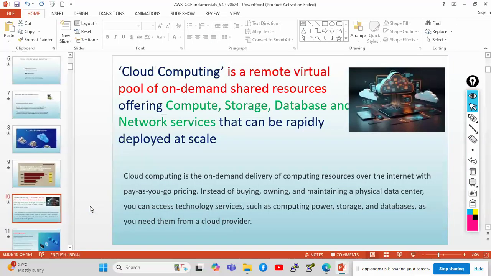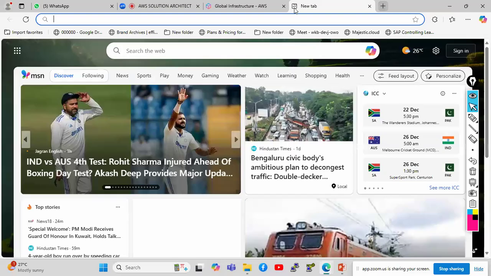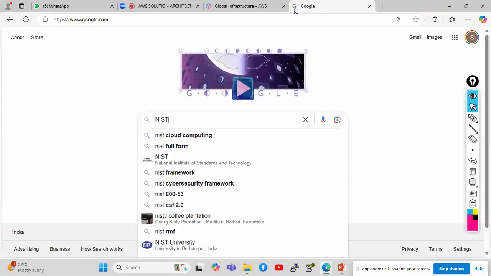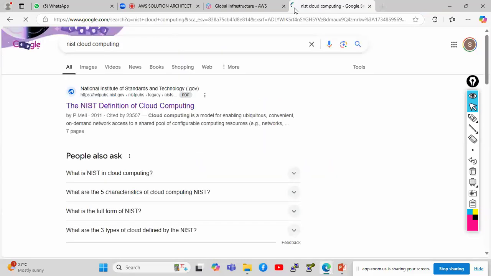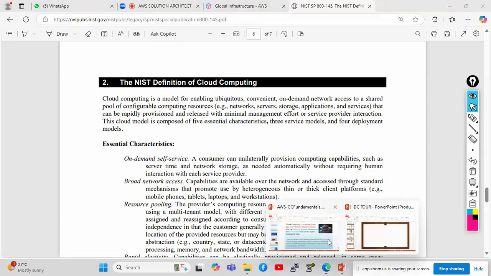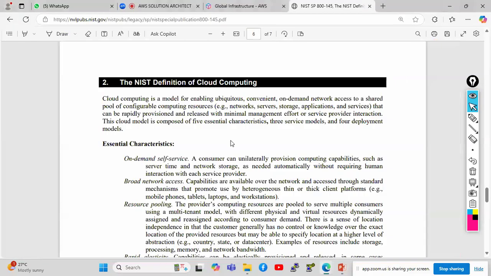Now I'll give the standard. There are different definitions for cloud computing. Let me take one definition, which is from NIST. NIST is the National Institute of Standards and Technology, a standards body like our ISI, that is globally accepted. So whenever somebody asks on the internet, this is the easy definition to tell: on-demand delivery of services, but this is more of a technical definition.